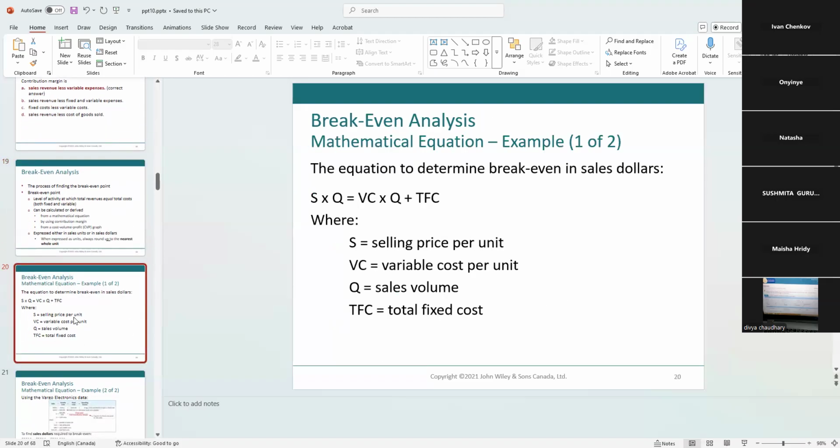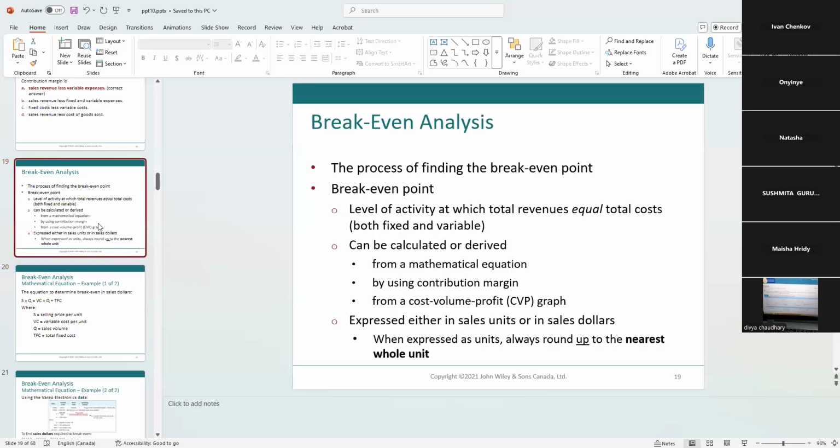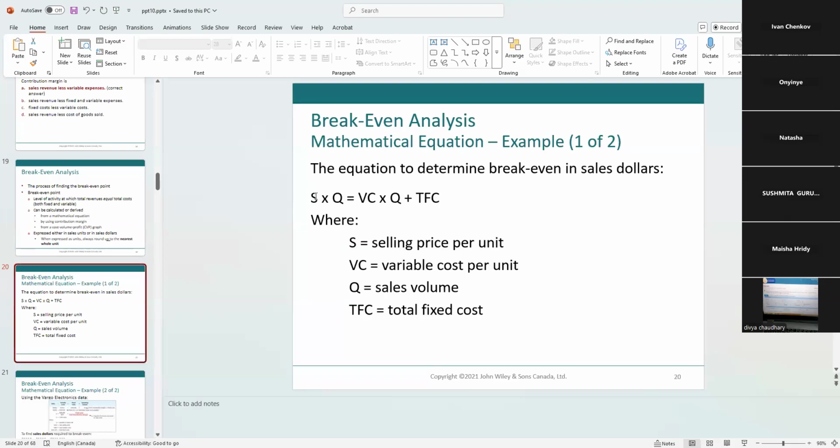So now let's see what the formula will be. If we're using the equation, we already know the total sales. What's the total sales? Well, the sales price per unit times number of units. That's going to give us total sales, which should be equal to the total cost. On total cost, I have the total variable cost, which is variable cost per unit times number of units, plus total fixed cost, which is always the same.